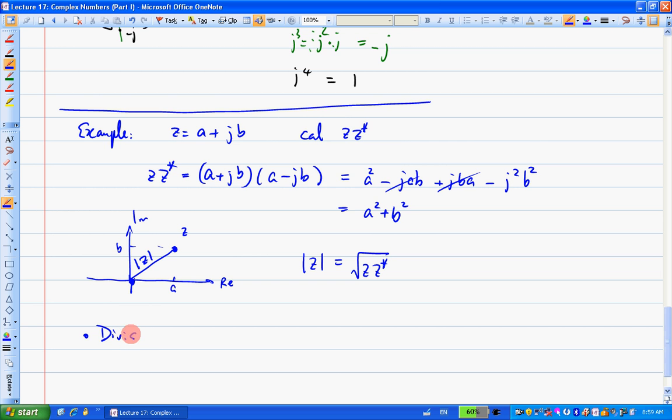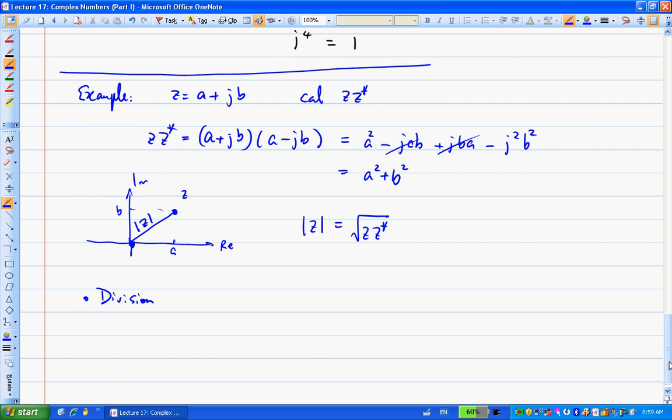Now let's look at division. Division is probably the most difficult kind of operation involving complex numbers. So we're talking about z1 divided by z2. Oh, by the way, if z is equal to just a real number, like 3, what is its conjugate? Still 3, okay?